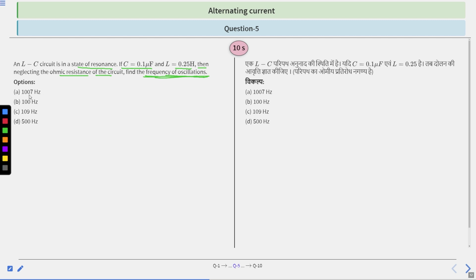Given options: option A is 1007 hertz, option B 100 hertz, option C 109 hertz, and option D 500 hertz. So which option is correct? Option A, B, C, or D? You have 10 seconds to solve this question. After 10 seconds, we will provide the solution.